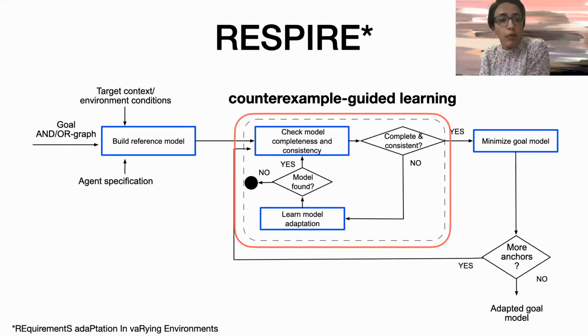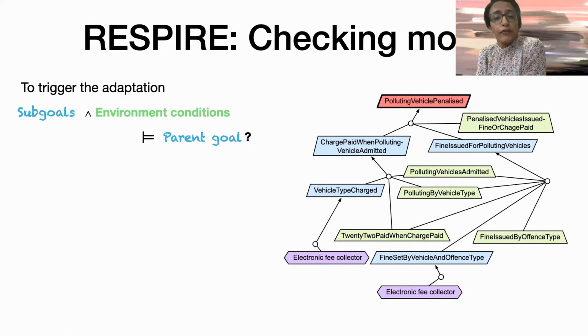The reference model then undergoes an iterative adaptation process, and this is based on a counterexample-guided learning loop in which adaptations of the reference model are learned from counterexamples to the model's correct semantics. So in this case, the first step is model checking, to make sure that the refinements are correct. To trigger adaptation, what we do is verify the semantics of the refinements in this reference model, which basically means we model check the sub-goals against their parent goals.